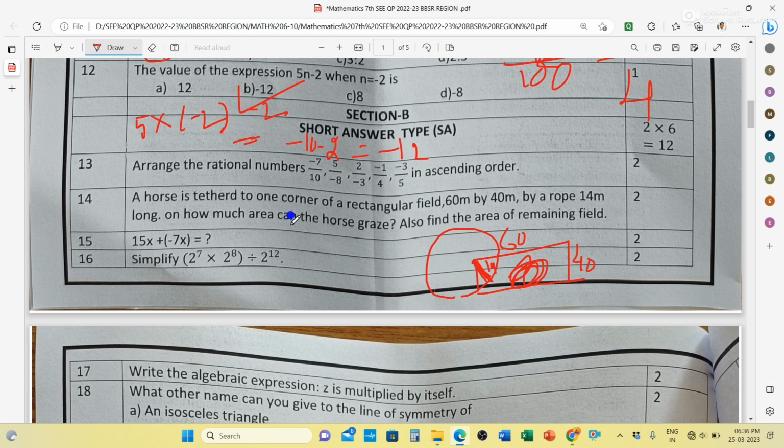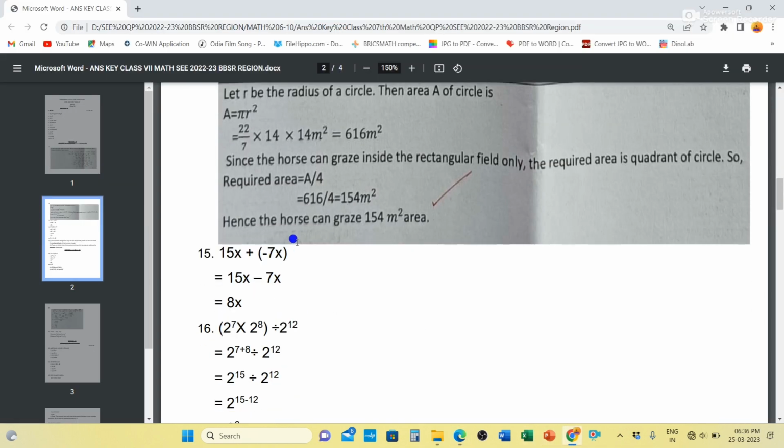Then next is 15x minus 7x. So 15x minus 7x equal to, sorry, 8x.